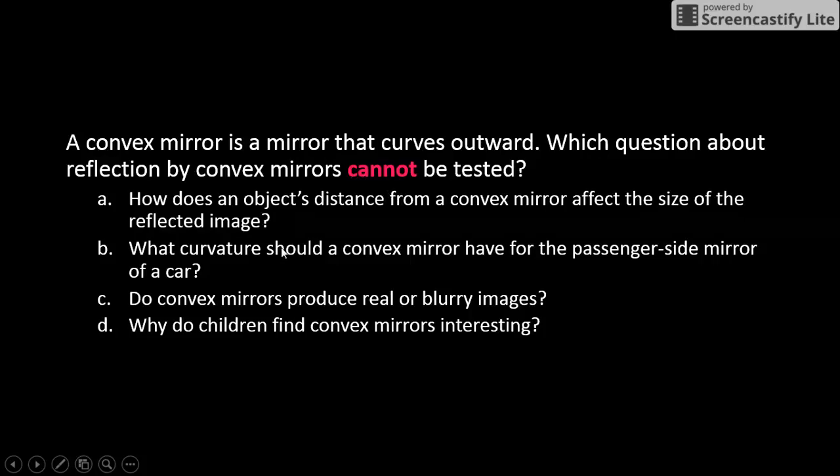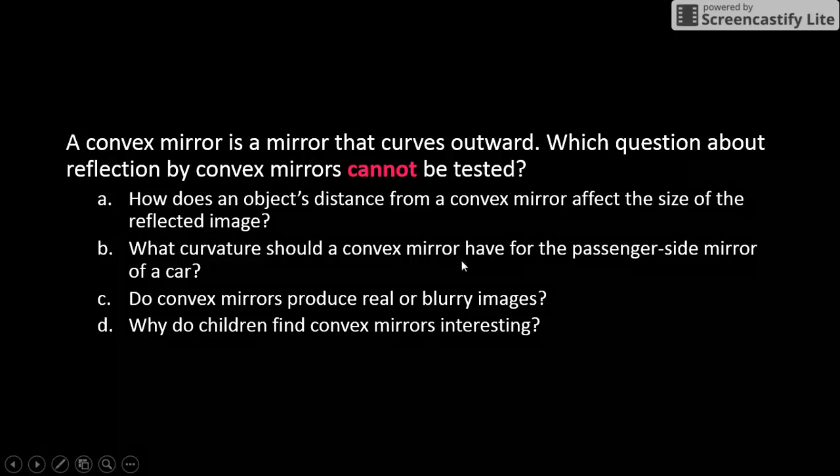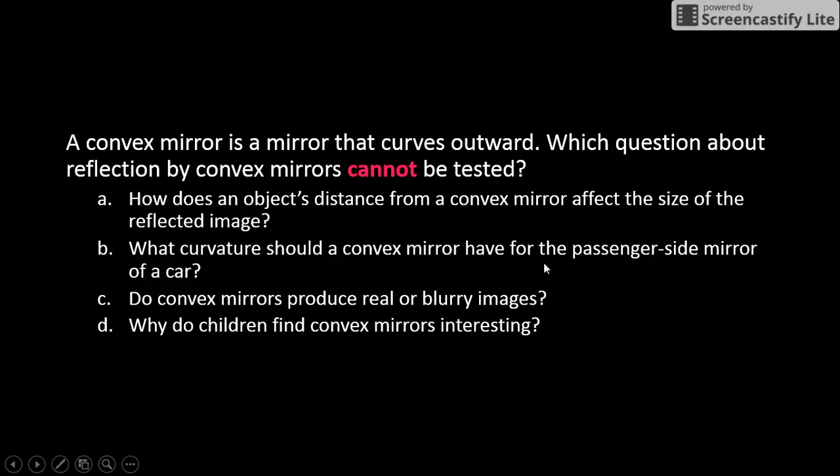We take a look down here. The only one that looks like we could not gather data for. How do objects' distance affect the size? We know that that could be tested because we could change the distance and then measure the size. What curve should a convex mirror have for the passenger side mirror of a car? We could run an experiment for that. Do convex mirrors produce real or blurry images? We could run an experiment for that.